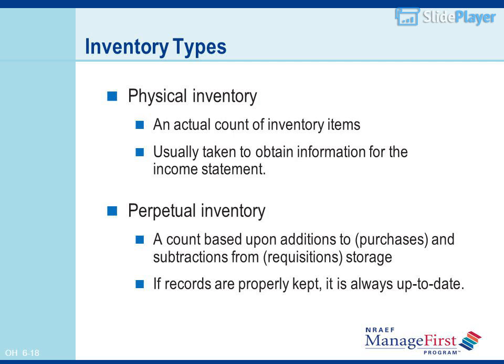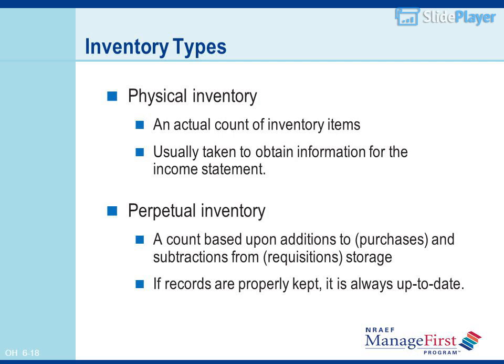Physical inventory: an actual count of inventory items, usually taken to obtain information for the income statement. Perpetual inventory: a count based upon additions to, purchases, and subtractions from, requisitions, storage. If records are properly kept, it is always up to date. Instructor's notes. Explain to students that records in a perpetual inventory may well be up to date, but they will also be inaccurate if theft has occurred.